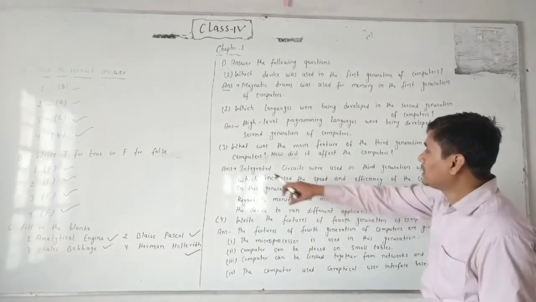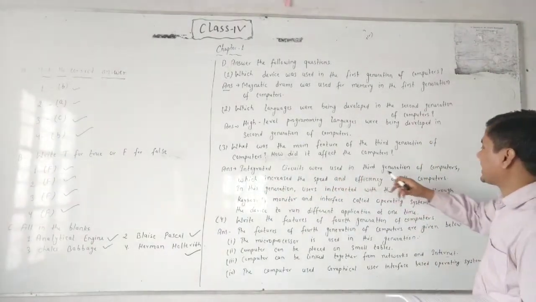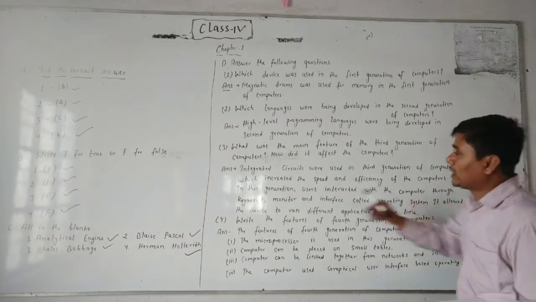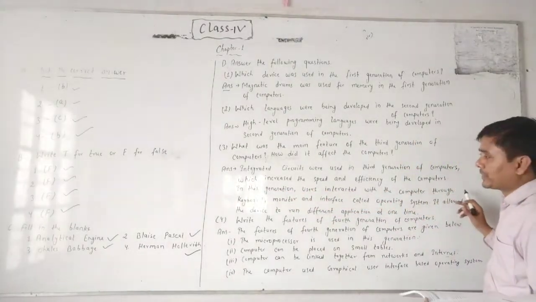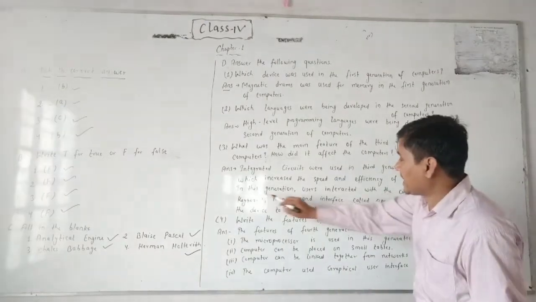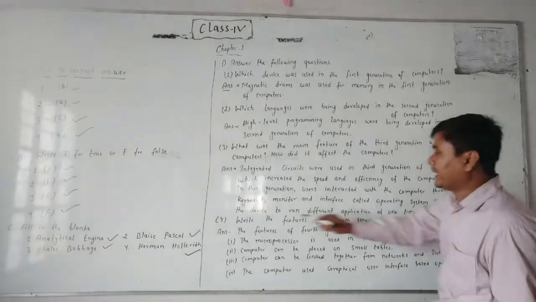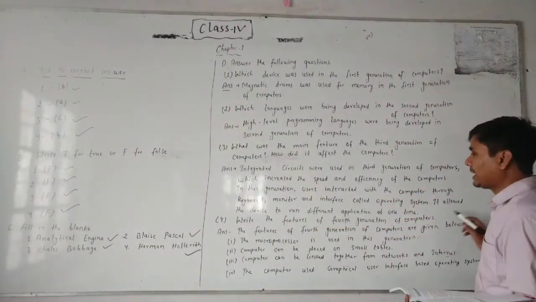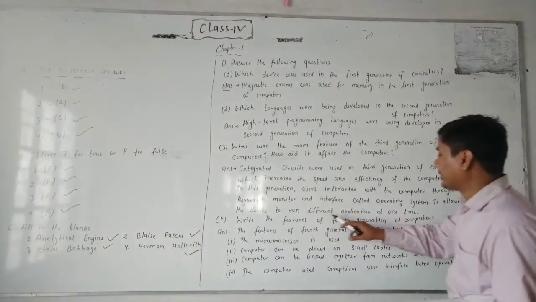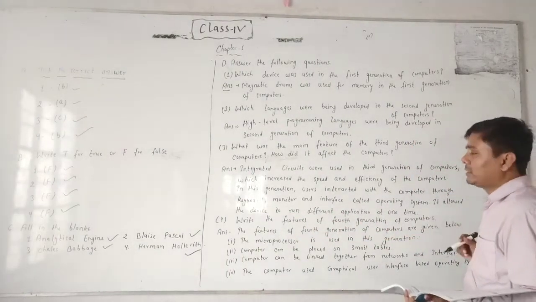Integrated circuits were used in third generation of computers, which increased the speed and efficiency of the computers. In this generation, users interacted with the computer through keyboard, monitor, and interface for operating system. It allowed the device to run different applications at one time.